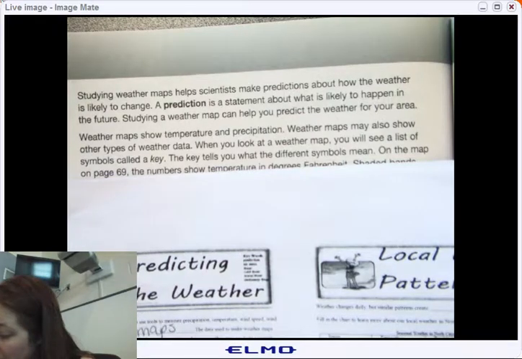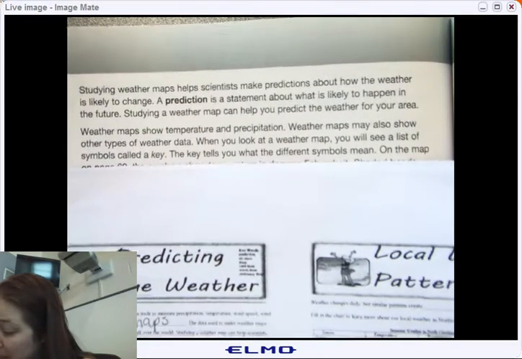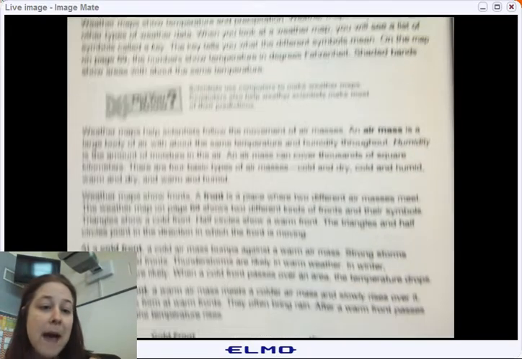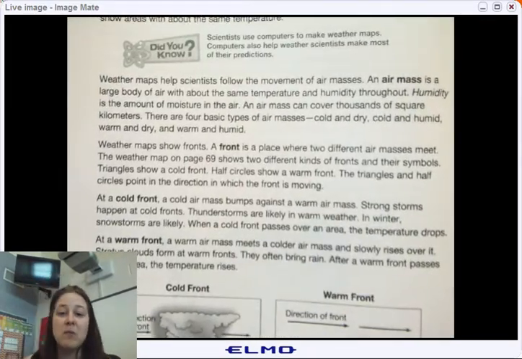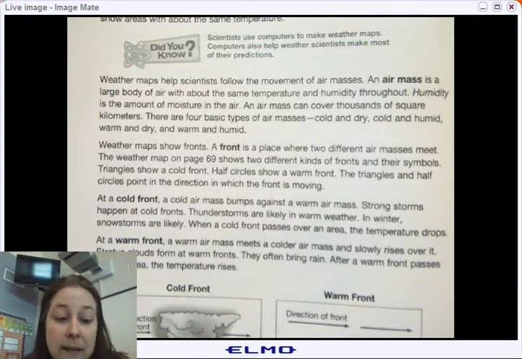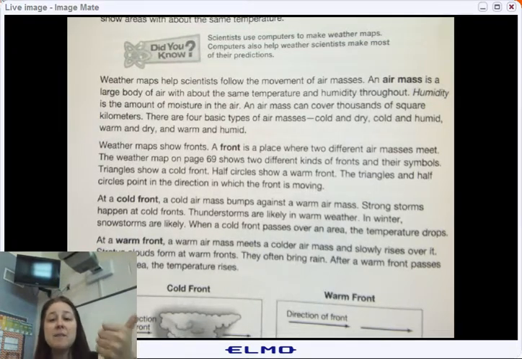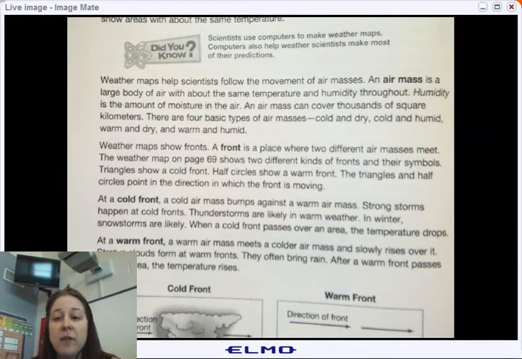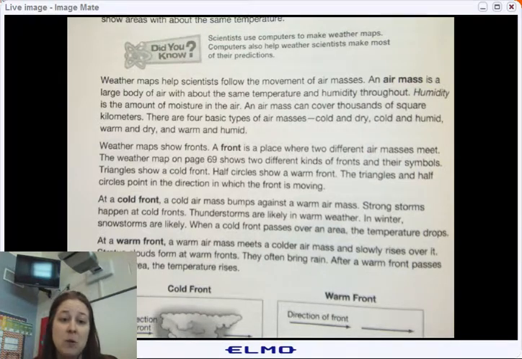mean. An air mass is a large body of air about the blank temperature and blank throughout. We have not gotten to air mass. Weather maps help scientists follow the movement of air masses. An air mass is a large body of air with the same temperature and humidity throughout. Humidity is the amount of moisture in the air. An air mass can cover thousands of square kilometers. There are 4 basic types of air mass: cold and dry, cold and humid, warm and dry, or warm and humid.